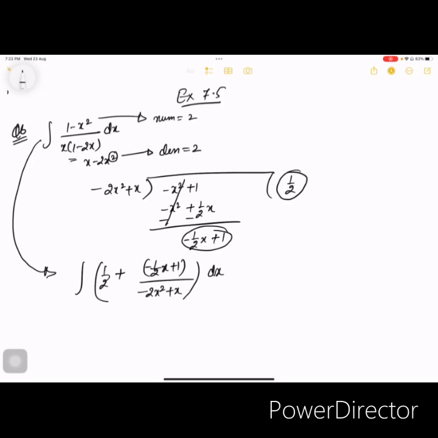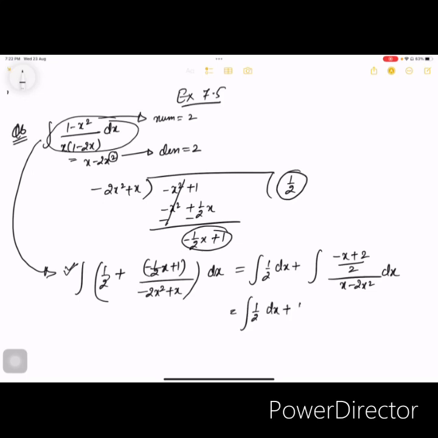Now the question, earlier the question given to us was this one above, but now the question has become this part: 1 upon 2 dx plus negative x plus 2, taking LCM of numerator. It is half dx plus 1 by 2, x minus 2 upon x minus 2. In numerator we have x minus 2, in denominator we have 1 minus 2x. This is 1 minus 2x of dx.